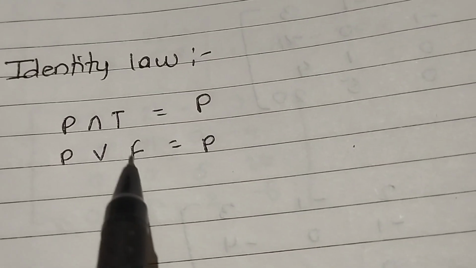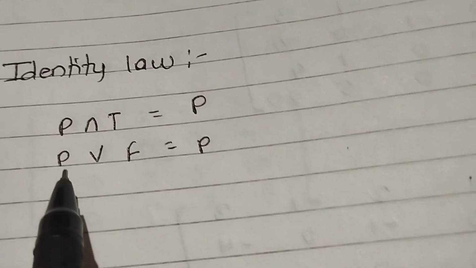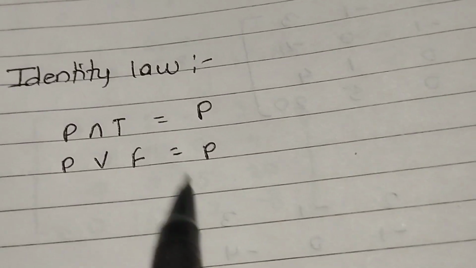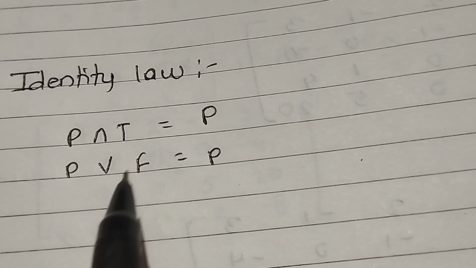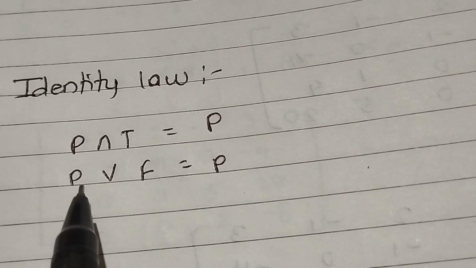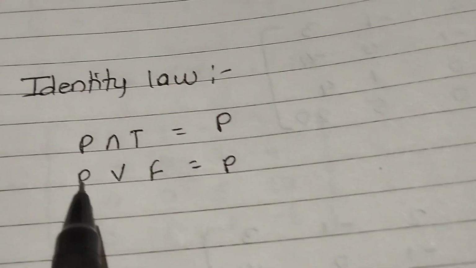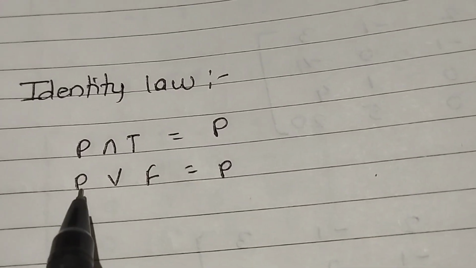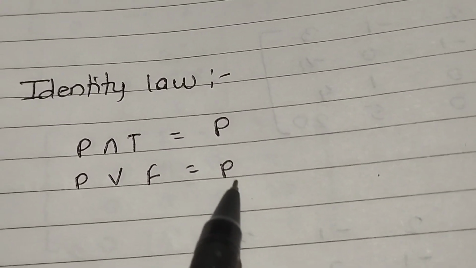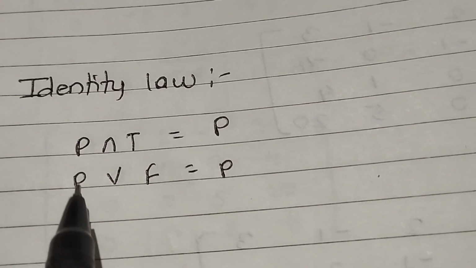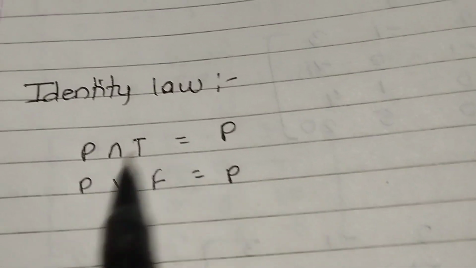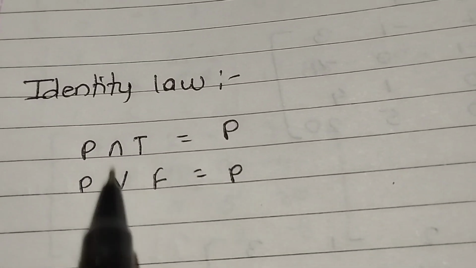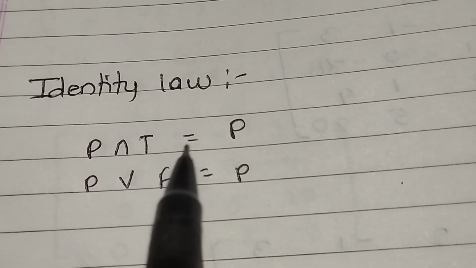Now we check P or F is equal to P. We know F or F is equal to F, otherwise all are T. Here the second variable is F, so we check the first variable, F or T. Assume we put P equal to T, then T or F is equal to T, so the result is also T. If we put P as F, then F or F is equal to F, so the output is F. On this basis we identify the identity law.